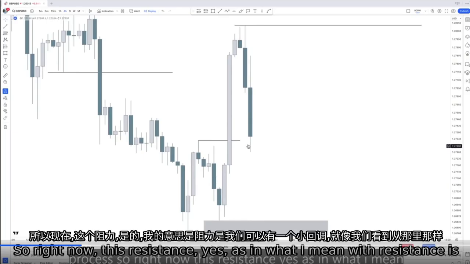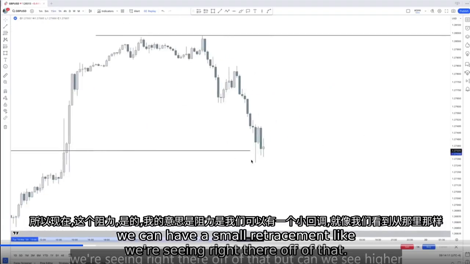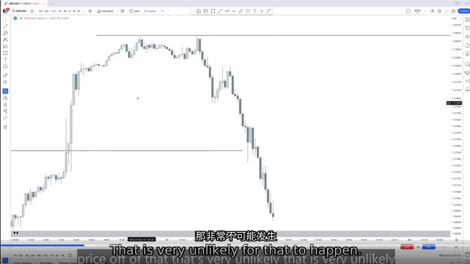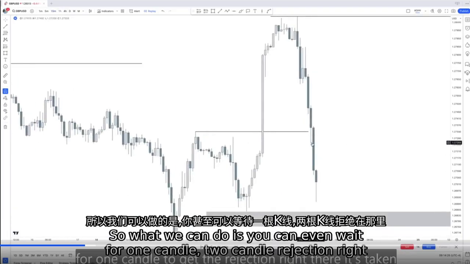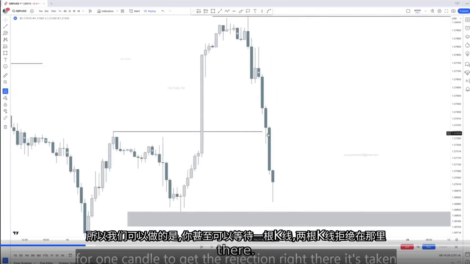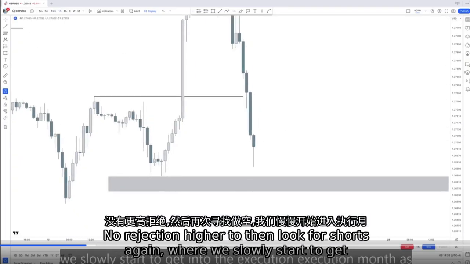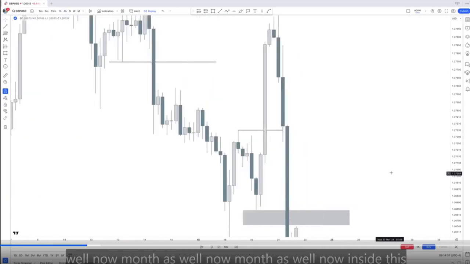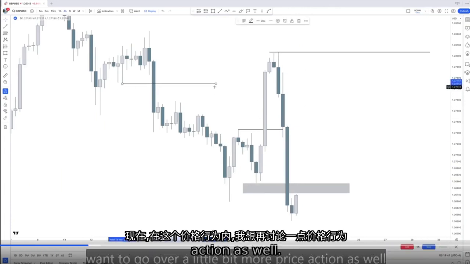So right now, this resistance, what I mean with resistance is we can have a small retracement like we're seeing right there off of that. But can we see higher price off of that? That's very unlikely. So what we can do is wait for a 1 candle, 2 candle rejection right there, gets taken out, no rejection higher, to then look for shorts again, where we slowly start to get into the execution month as well. Now, inside this price action, I want to go over a little bit more price action as well.